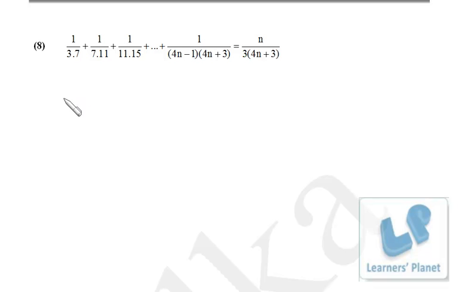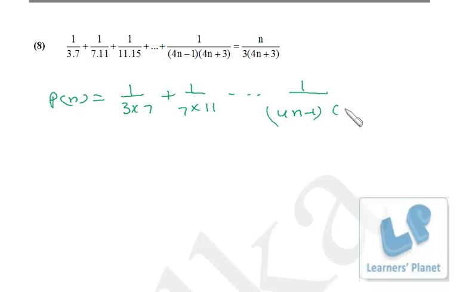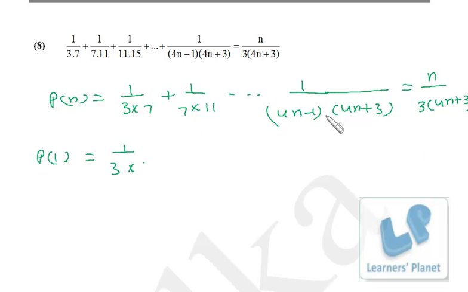This question: Pn is equal to 1 upon 3 into 7 plus 1 upon 7 into 11 up to 1 upon (4n minus 1)(4n plus 3), which is equal to n upon 3(4n plus 3), right? Now step 1, P1. Put n equal to 1: 1 upon 3 into (4 plus 3), that is 7. So it's 1 upon 21. So P1 is true. Okay, 1 upon 3 into 7, we are getting the first term.